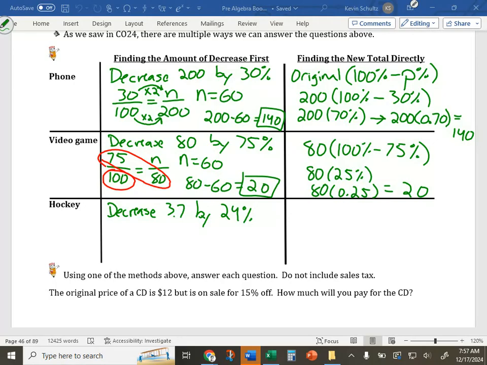Starting this one out, 24% is a fraction. 24 over 100, right? Equals how much? Over 3.7. Cross products definitely for this one. The scale factor between 100 and 3.7 is nasty, okay? What do you get for n here? 24 times 3.7 divided by 100, yeah?